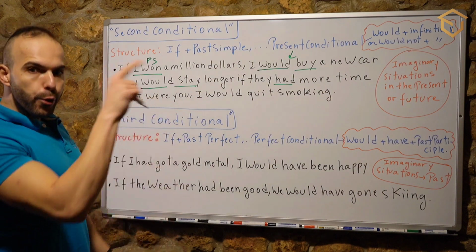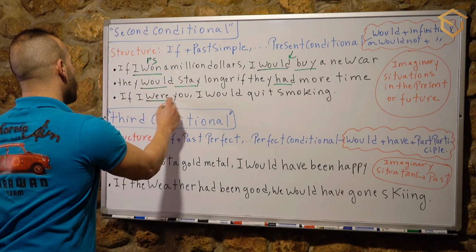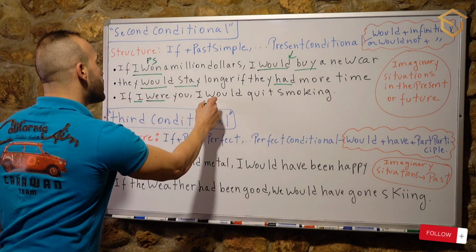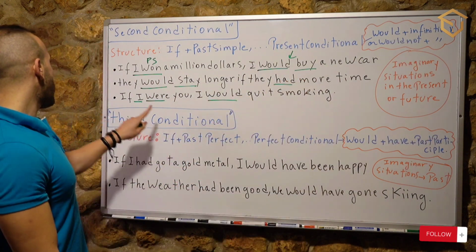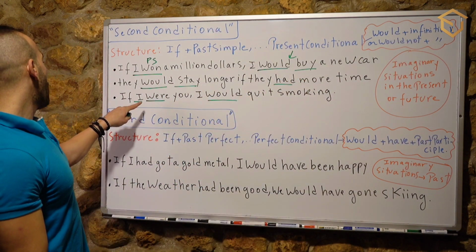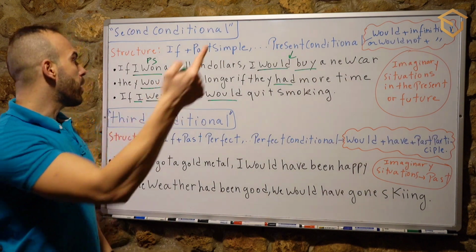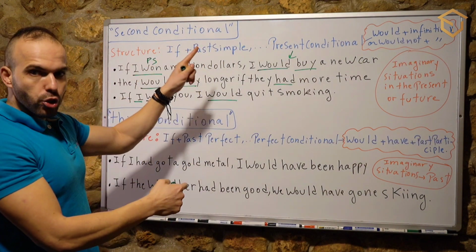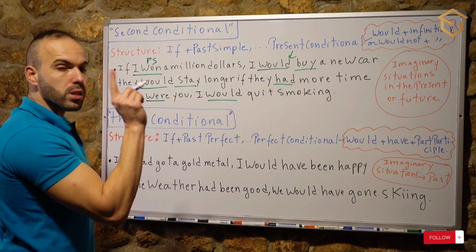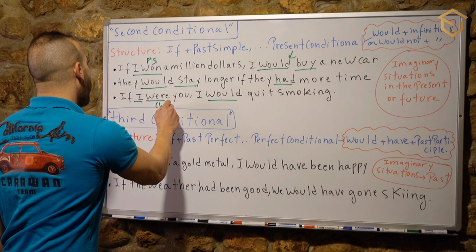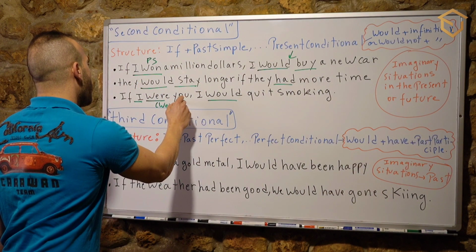If I were you, I would quit smoking. So as you can see in this specific sentence, we have "were." You can't say "if I was you." The verb to be in the second conditional is "were," not "was." So we have to say "were." That's the verb to be in here.